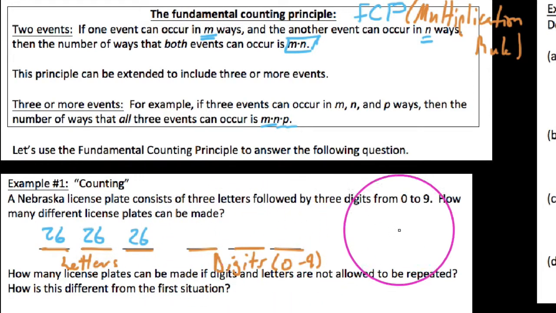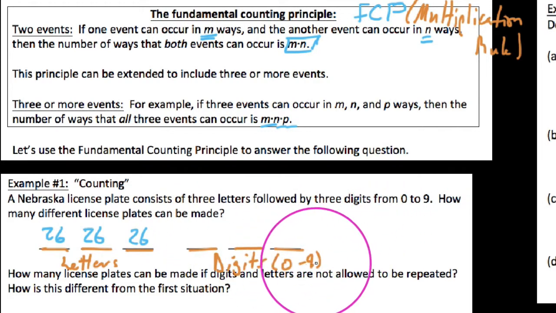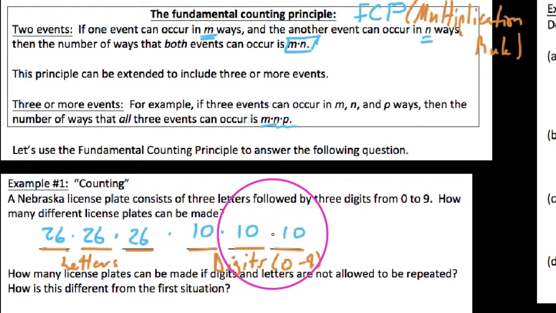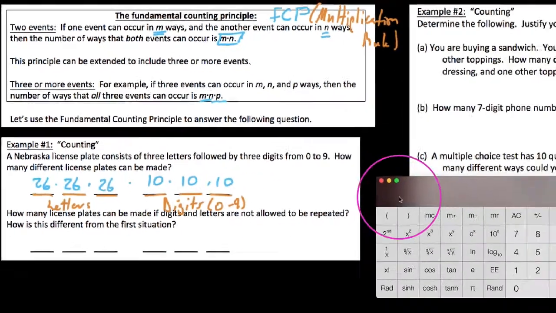Now, looking at the digits 0 through 9, this is very important. Usually I get people say, well, there are 9 digits, 0 through 9. Technically, if you're counting the 0, 1 through 9 is 9 digits, but 0 also counts as a digit. So there are 10 different digits that we could choose from to put in this spot. 10 to put in this spot and 10 to put in this spot. So simplistically, we could just say that the total number of possible combinations, which is very many in this instance, is actually equal to 26 times itself 3 times and 10 times itself 3 times.